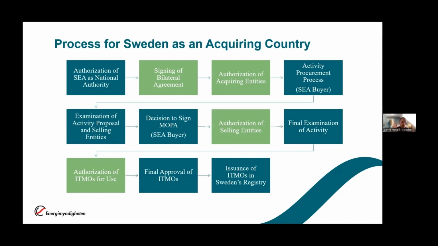And this is what would constitute, on a technical level, a transfer under 6.2 between the host country and Sweden, the acquiring country. And so this is how we've tried to operationalize, in a very practical sense, these notions of different authorizations and these notions of timing and when it should occur. And so, yes, I think that's all for me.